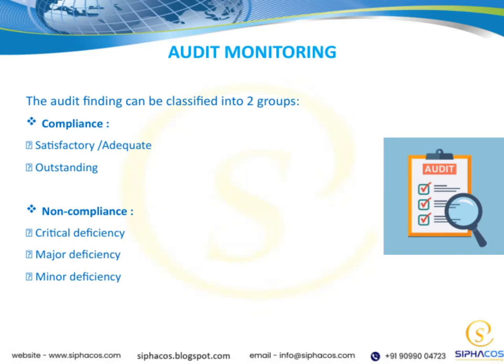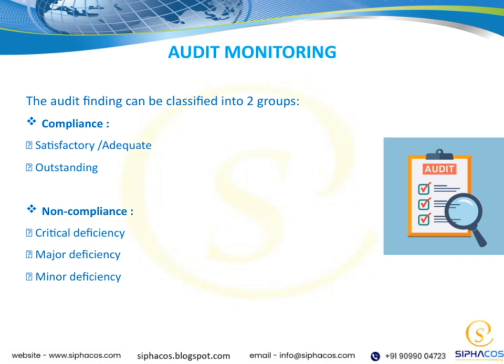Today, I want to talk about how we classify the findings from our audits. Essentially, we can put them into two main groups. The first group is compliance, which indicates areas where things are going well. Within compliance, we have categories like satisfactory or adequate, meaning that the processes meet the required standards, and outstanding, which shows exceptional performance. The second group is noncompliance.